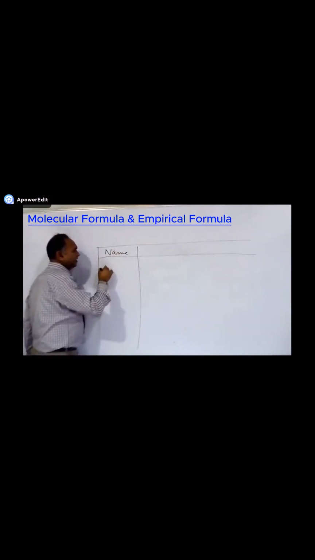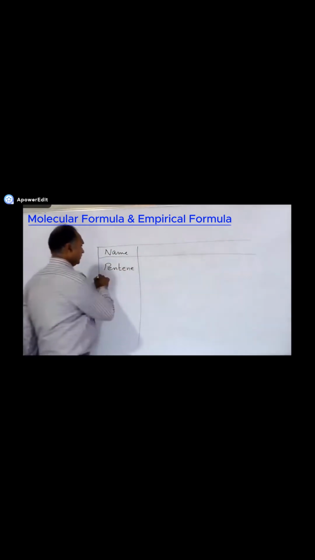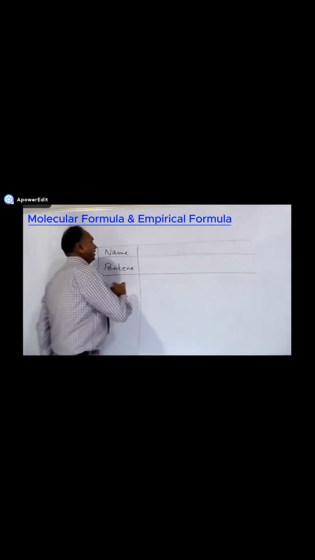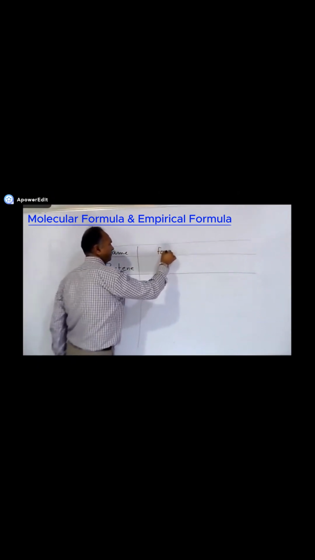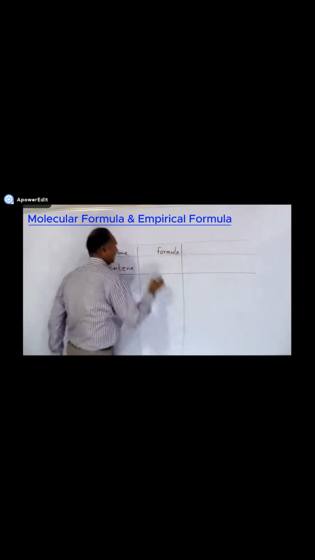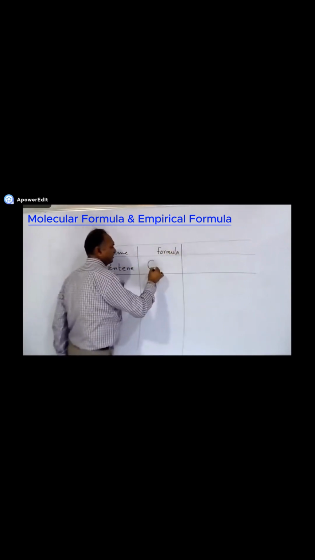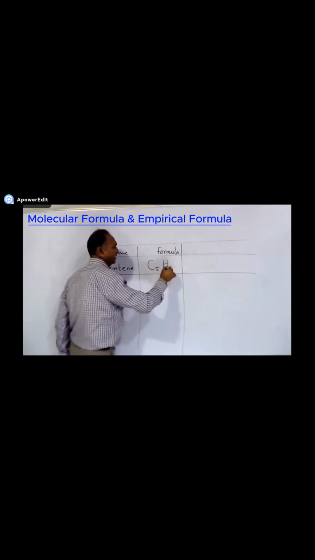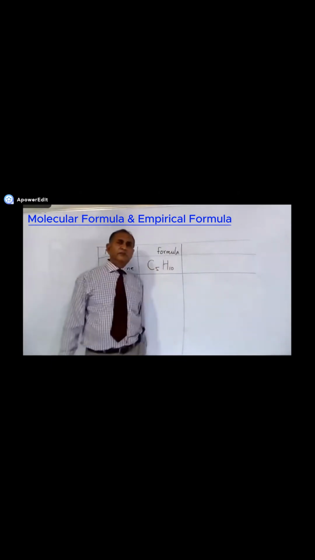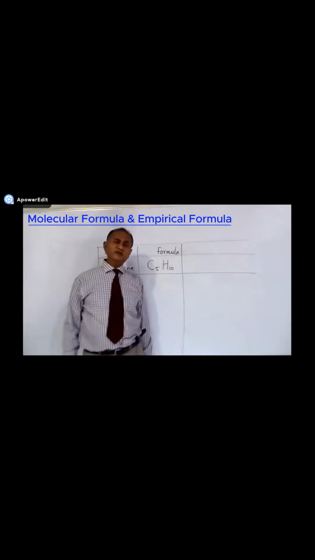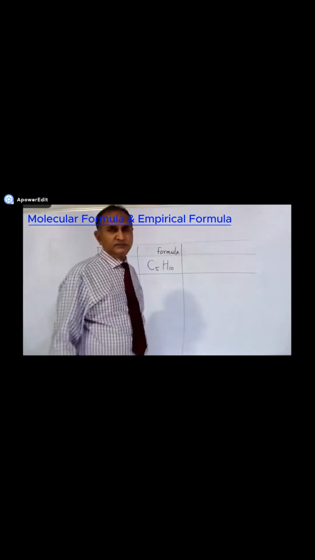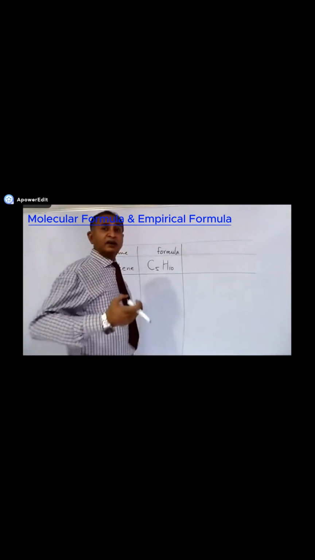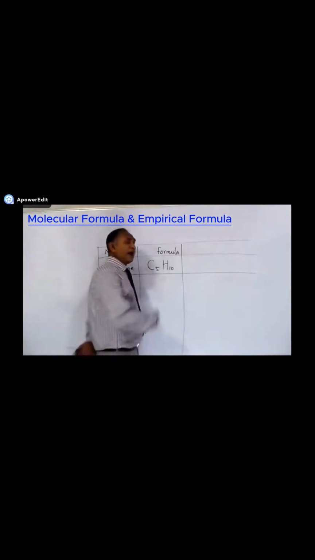Name: pentene. Its formula is C5H10. This is its actual formula, which is representing the proper number of atoms of carbon and hydrogen.